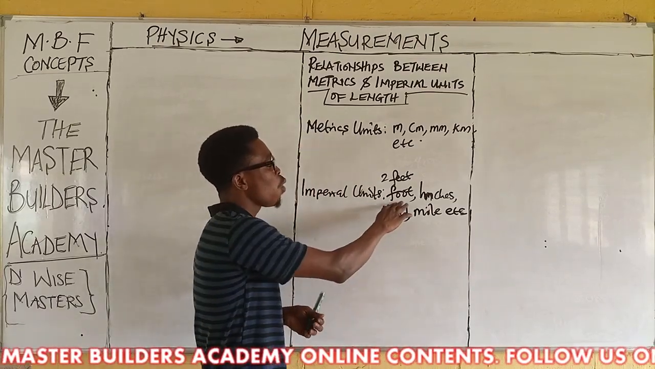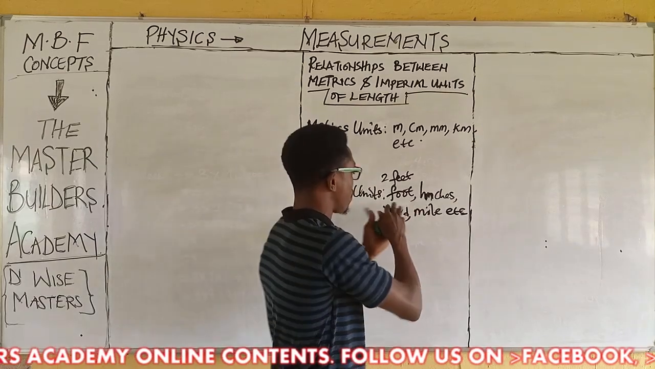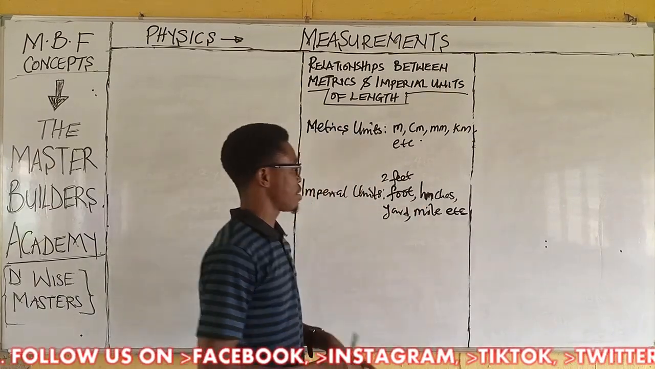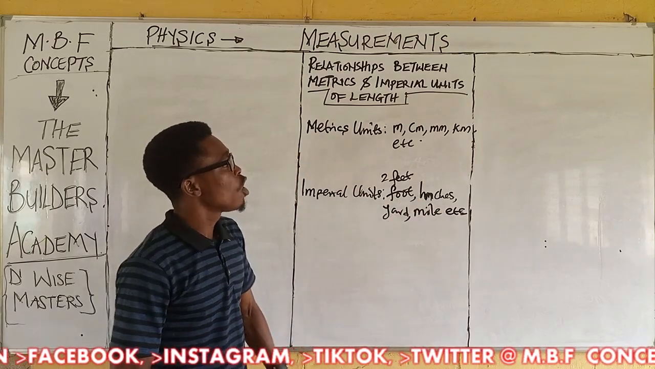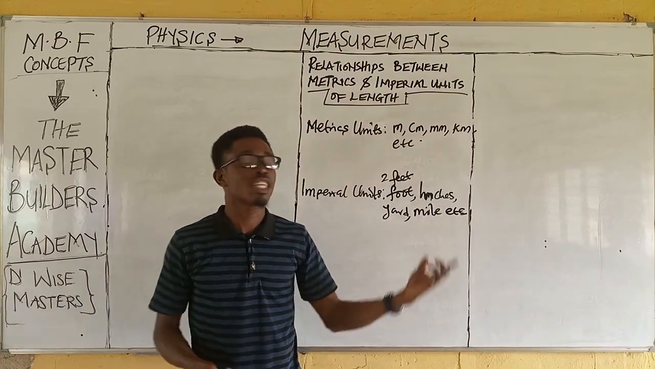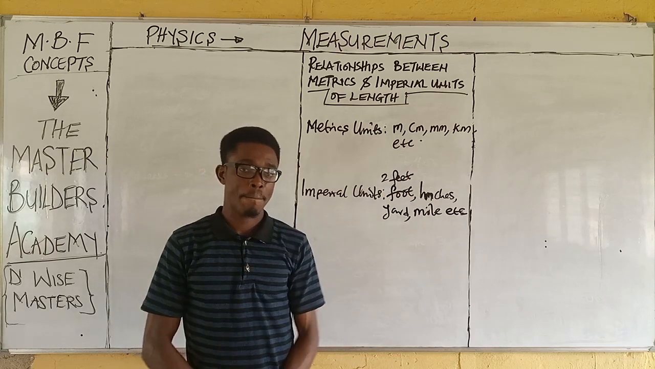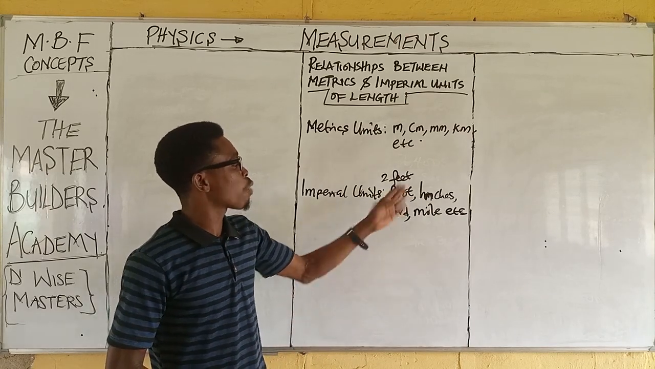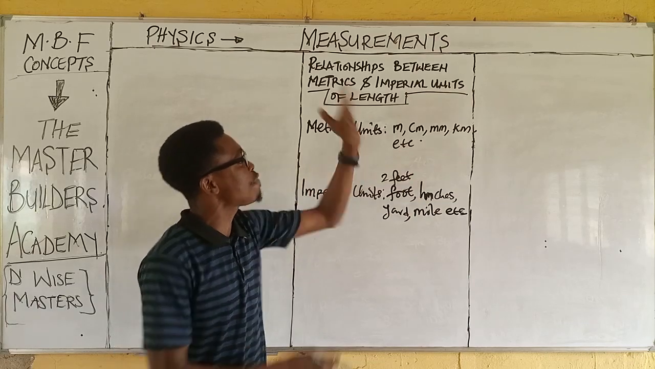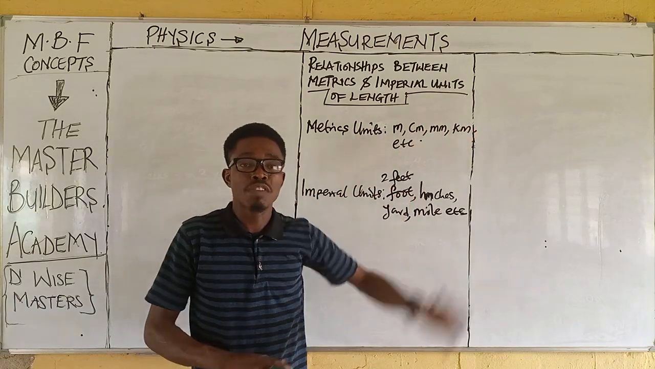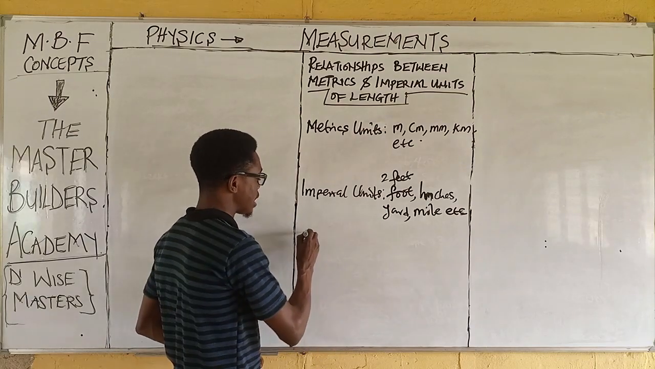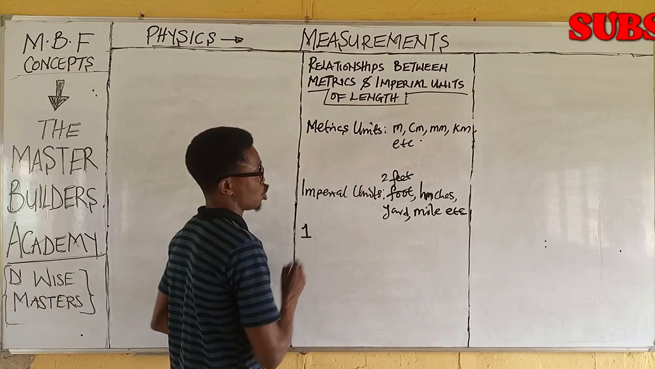So there are some people who are used to the use of foot and inches. Of course, these are the major ones we use on site for engineering. Foot and inch. So very quickly, we are going to be looking at the relationship between these and the metric units. We want to know the equivalent value of 1 foot to any of the metric units. So now let's get started. In this case, I'm going to make it very brief and summarize.